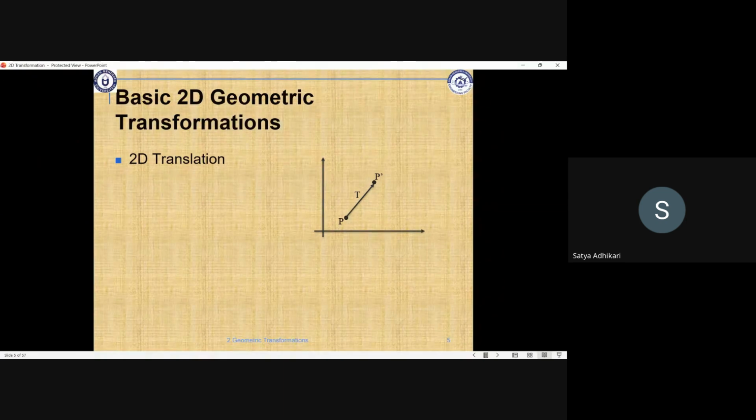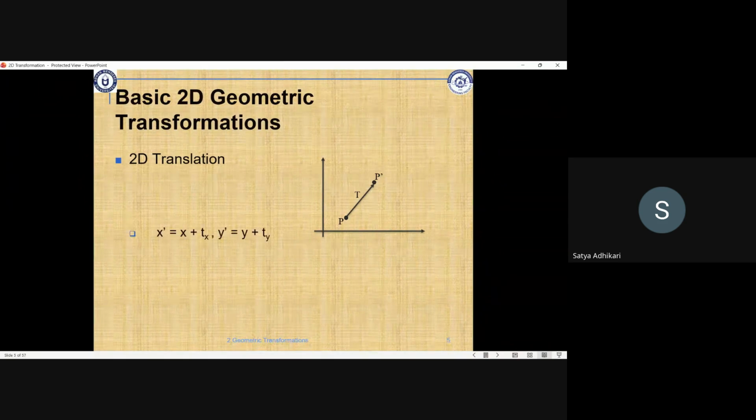The point is initially at P. I want to change it to P dash. So the concept of changing the location, we have to apply translation here. Translation is used to change the location of an object to another. So here I want to change the location of that point from P to P dash.